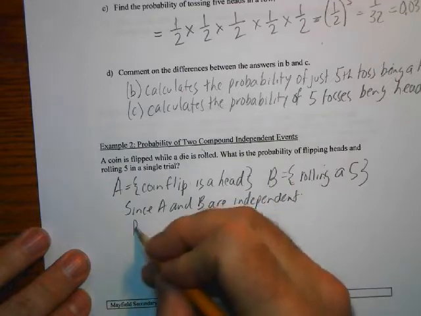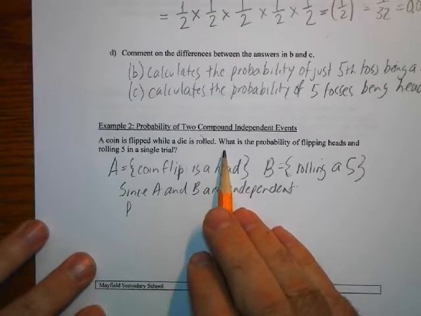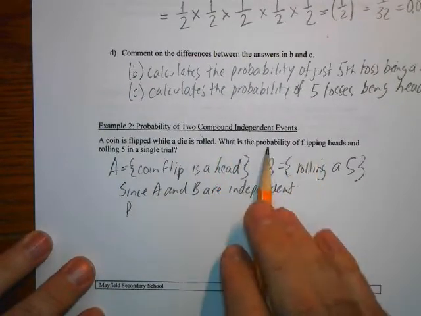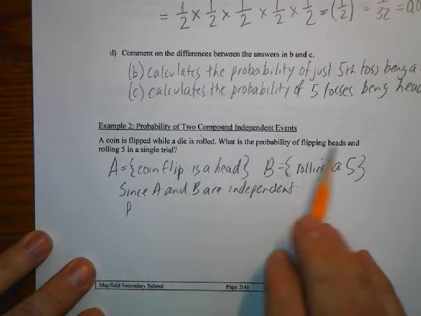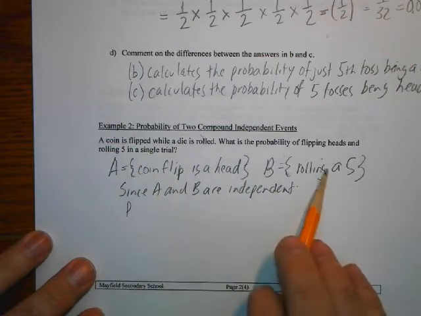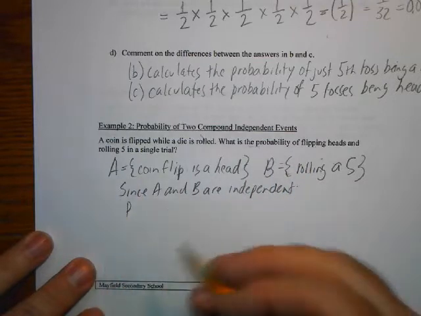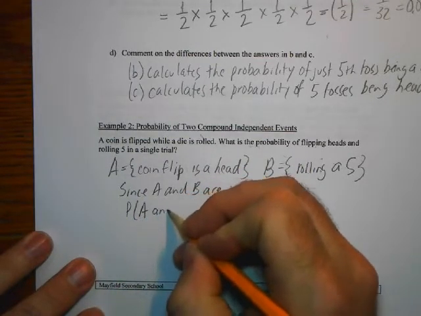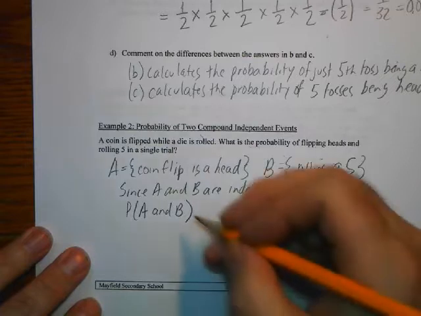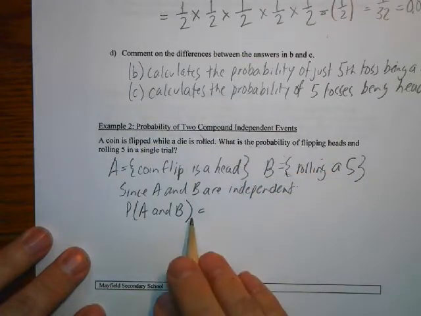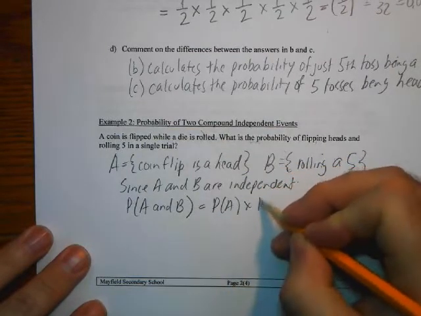before I write this out, the question is, what's the probability of flipping heads and rolling a 5? So we could basically replace flipping heads with event A and rolling a 5 with event B. So this is basically saying, what's the probability of A and B, so that they both happen. From the formula that we had on the first page for independent events, we know that we just multiply the 2 separate probabilities of A and B.